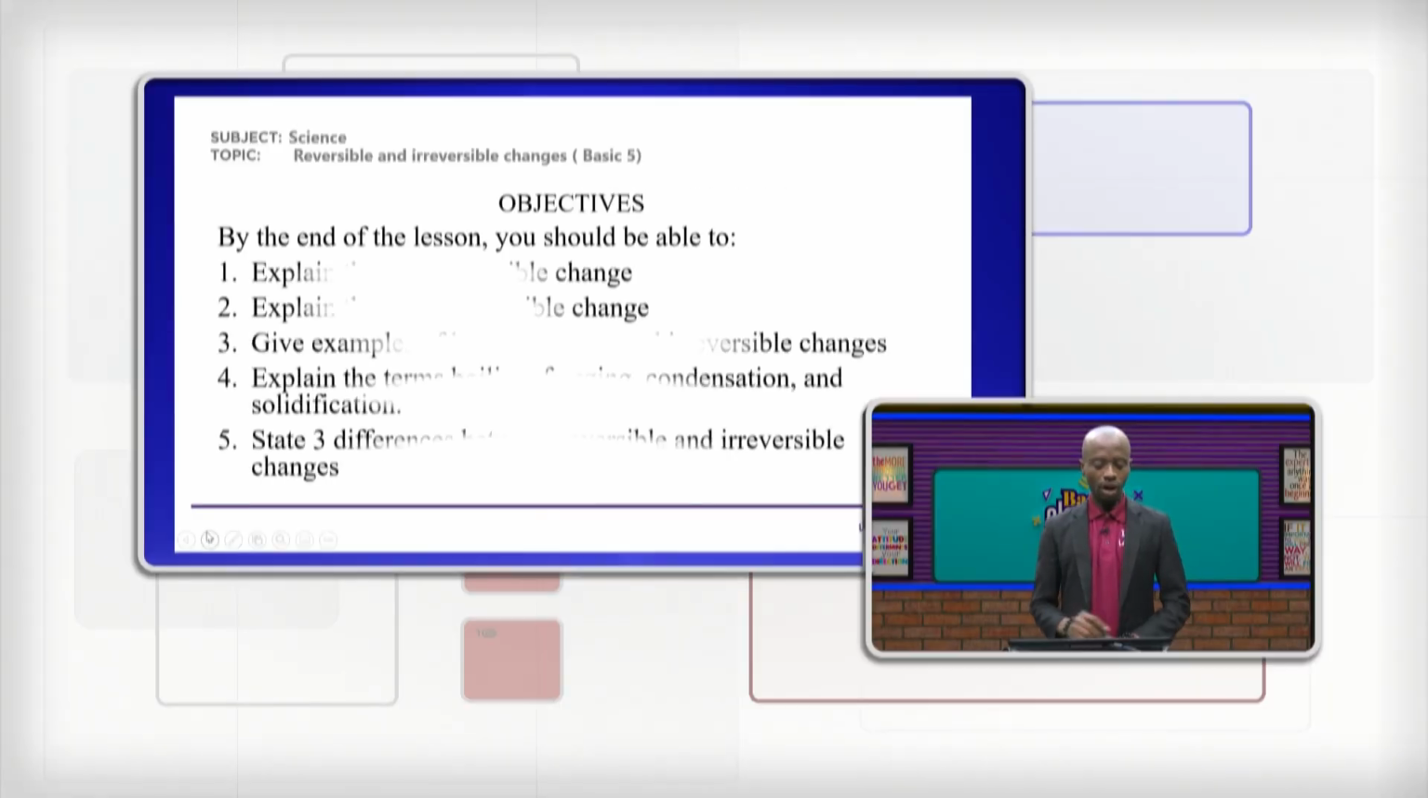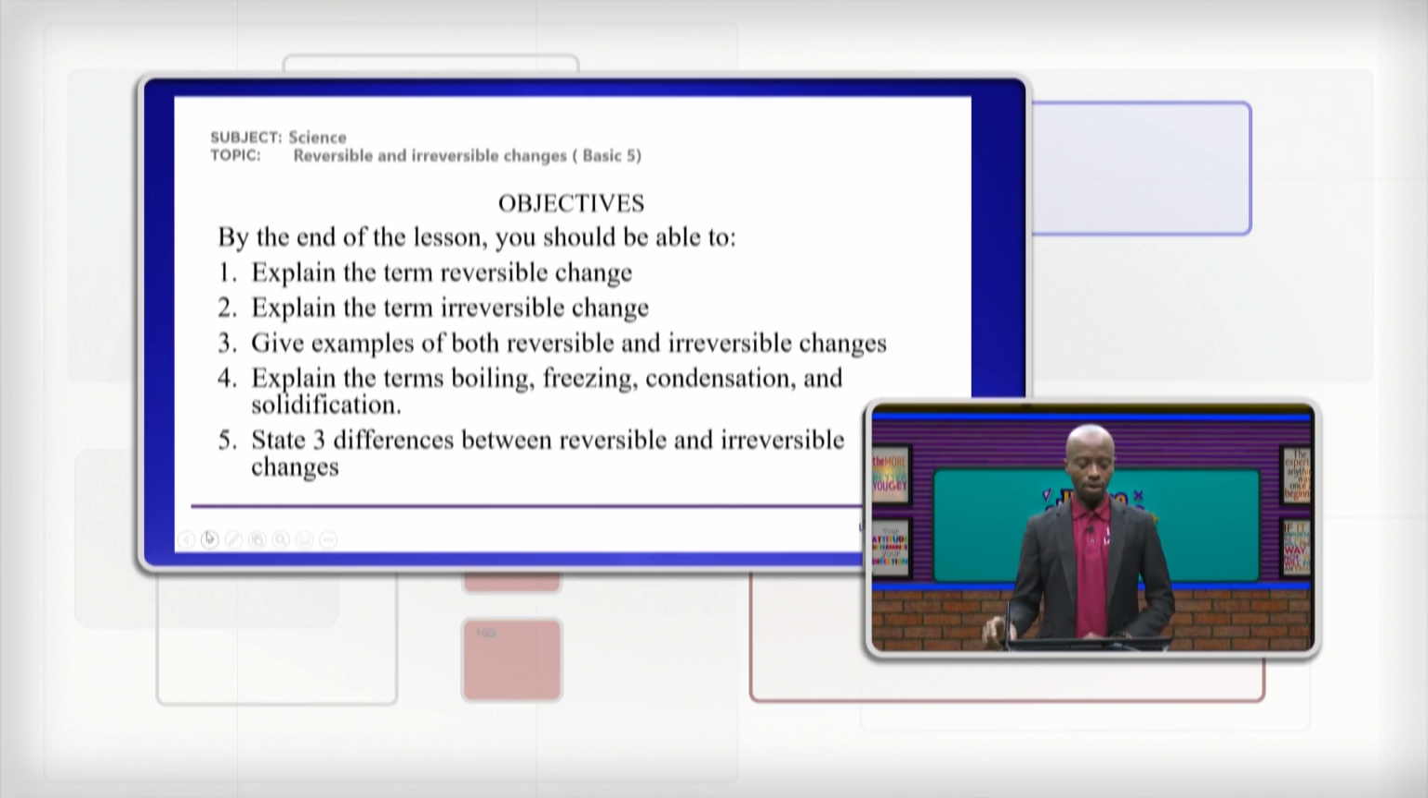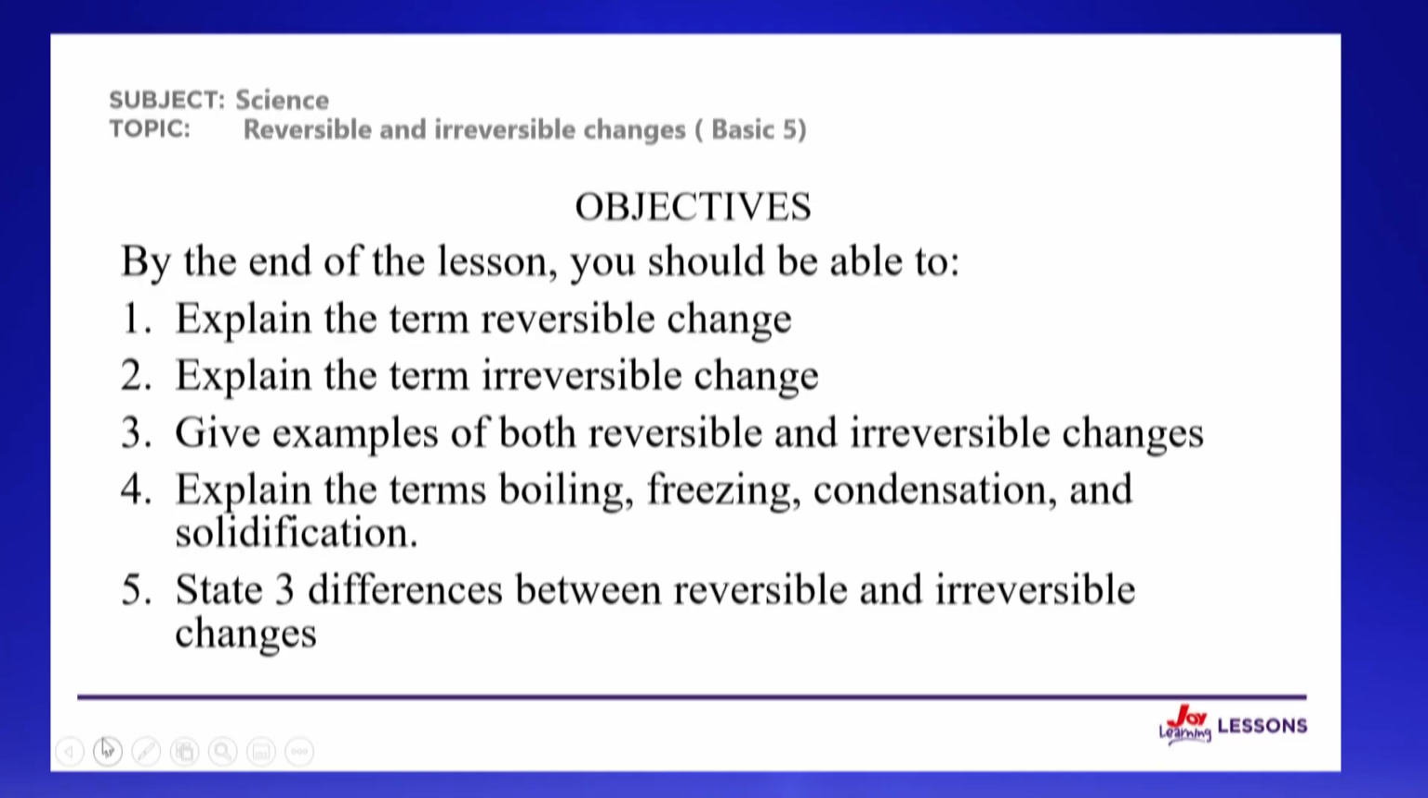By the end of the lesson, you are to explain the term reversible change. Two, explain the term irreversible change and give examples of both reversible and irreversible changes. Three, explain the terms boiling, freezing, condensation, and solidification. And the last, state three differences between reversible and irreversible changes.